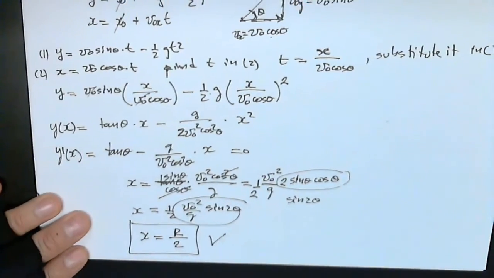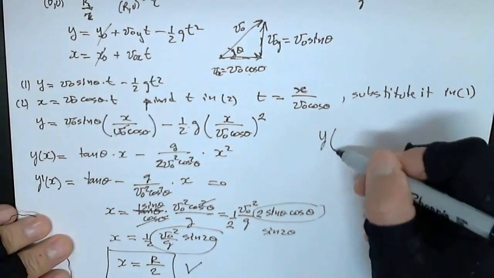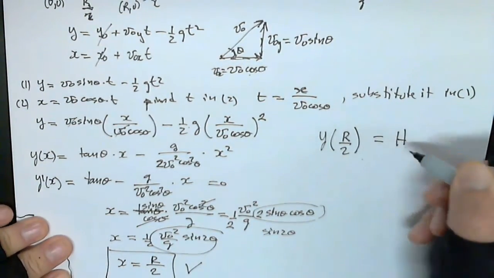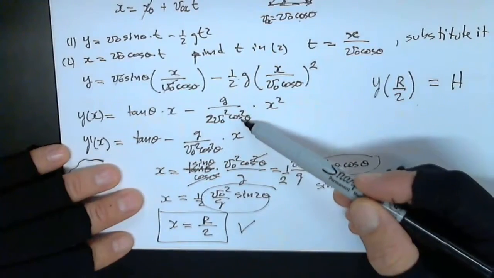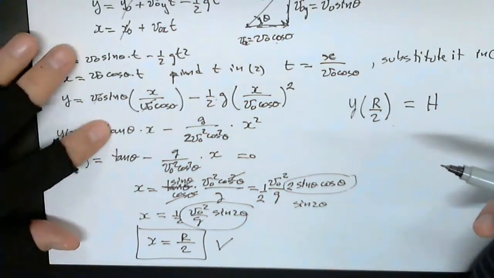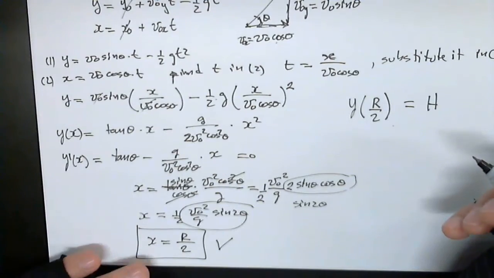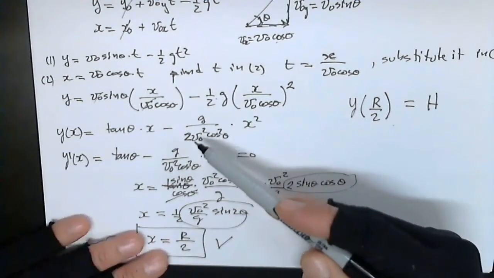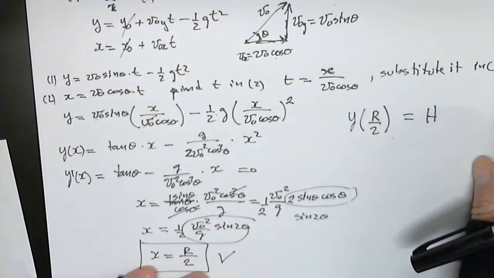Okay, just check that. Now y at half the range is supposed to be the maximum height. I don't know if it's easier to modify this equation because you have v naught cosine squared, and over here I have tangent. Let's see. I think it's better if you try to make this equation dimensionless.